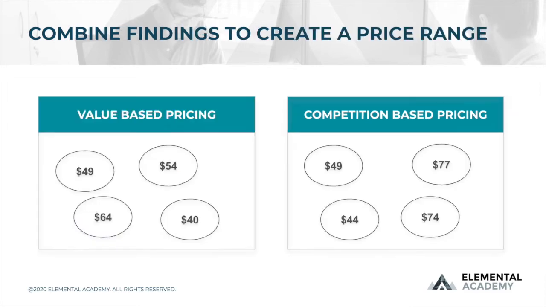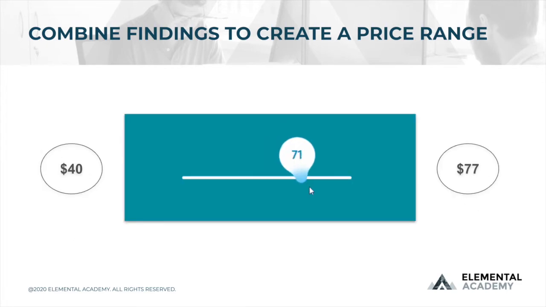In the next step, we want to combine the findings from both pricing models. So at this point, we know how much our customers are willing to pay and how much our competitors are charging for similar products. Here, we see, for example, that our target customers would pay between $40 and $64 for our product. And the price range of our competitors is between $49 and $77. Based on this, we now know that a viable price range for our MVP is between $40 and $77.